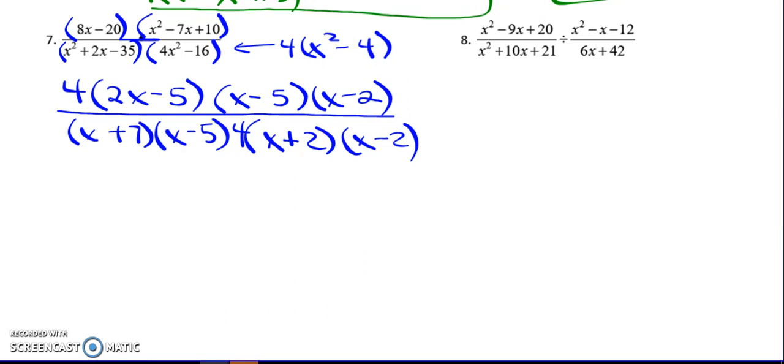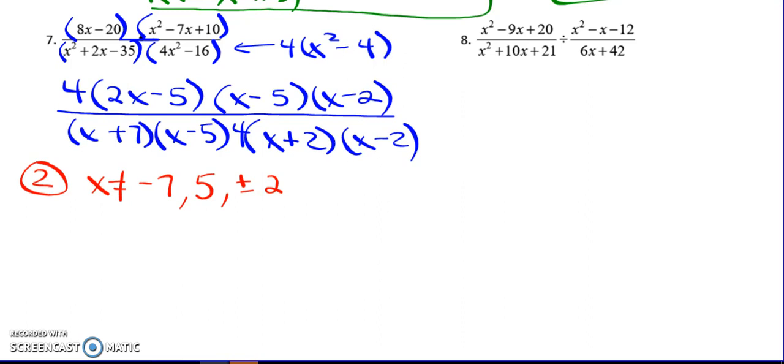All right, step 2, my restrictions. So x cannot equal negative 7, 5, or plus or minus 2. Now the 4 here, 4 does not have an x. Since 4 does not have an x, we don't set it equal to 0. It's not a factor in terms of my restrictions.